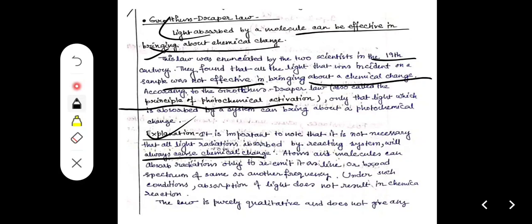Atoms and molecules can absorb radiation only to re-emit it as a line or broad spectrum of the same or another frequency. Under this condition, the absorbed light does not cause any chemical reaction, as it is completely emitted. The law is purely qualitative.